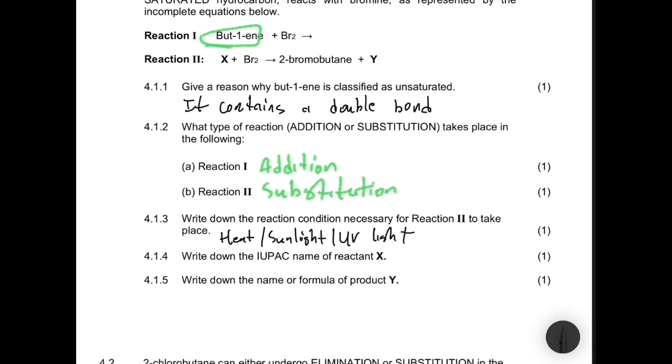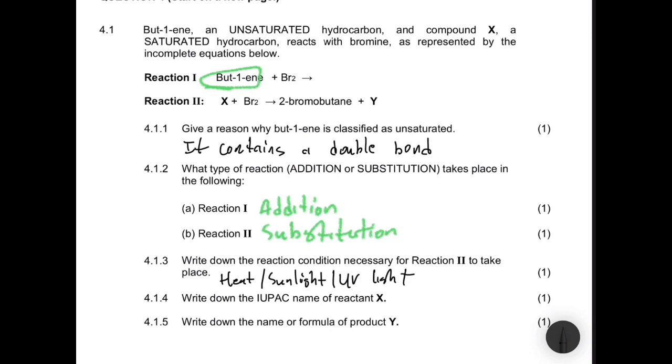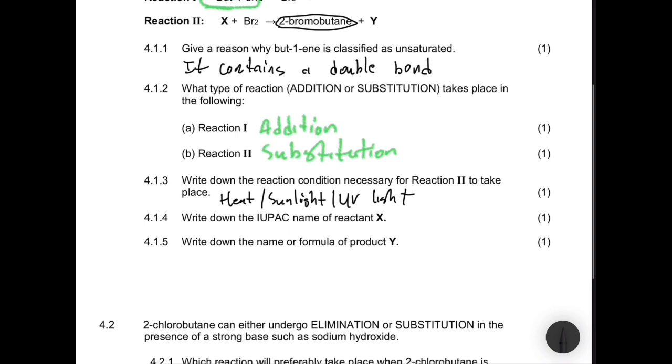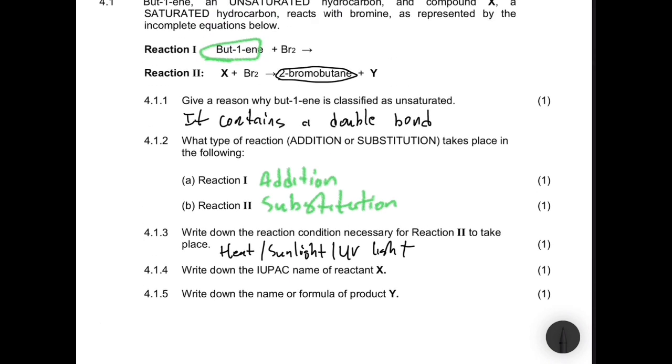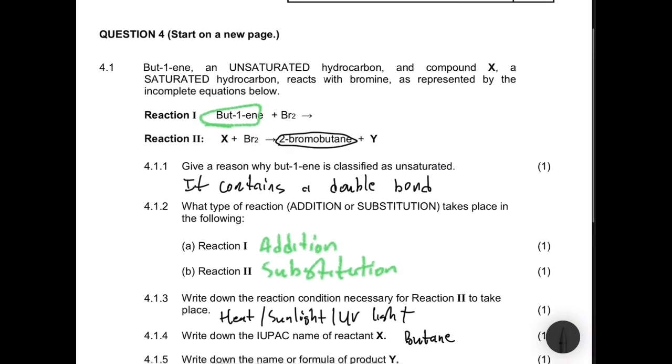And then 4.1.4 says write down the IUPAC name of reactant X, right? Reactant X is a hydrocarbon, and when we substitute bromine we get 2-bromobutane, right? It should be quite clear that the IUPAC name of reactant X will be butane, a hydrocarbon. And then 4.1.5, write down the name or formula of product Y.